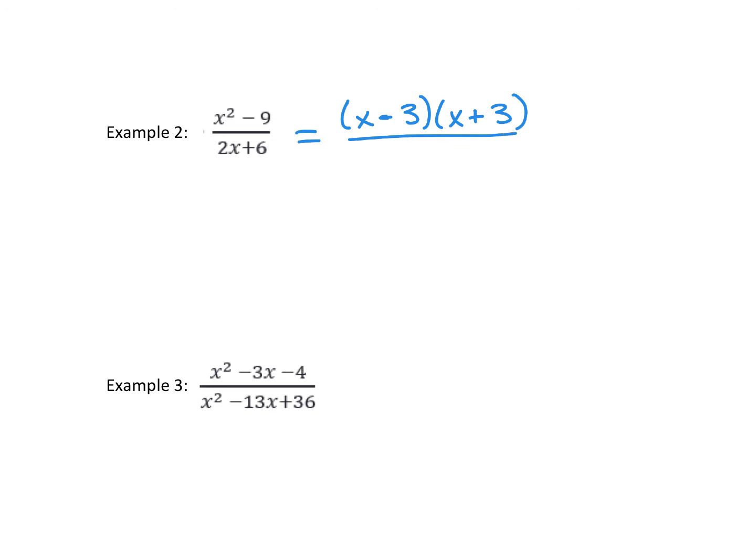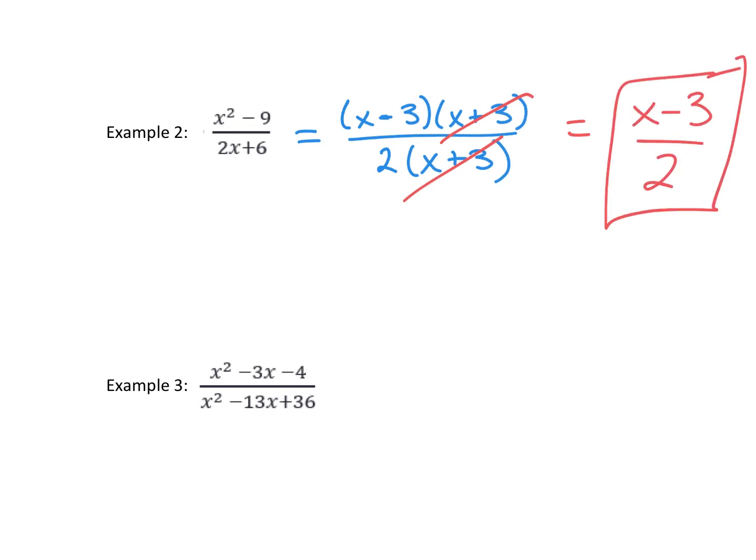On the bottom, can we factor that? Pull out a 2. Yep. And what's left? What do we see now? Get rid of the x plus 3s. Those are going to cancel. It's just x minus 3 over 2. Yep. Don't simplify any further. You cannot simplify a binomial with a monomial, okay? Two terms are never going to be one term, so don't do anything with that. Okay?